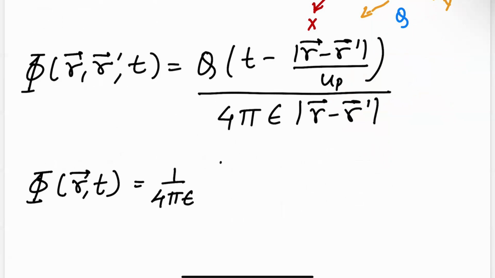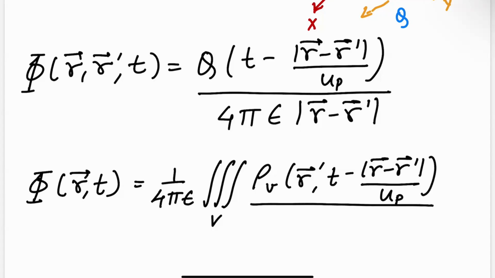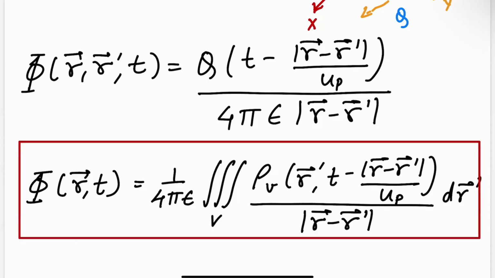phi equals 1 over 4 pi epsilon, the volume integral of rho v of R prime and t minus the modulus of R minus R prime over up, divided by the modulus of R minus R prime, dr prime. So this looks like a hairy integral, but it's really not that complicated.